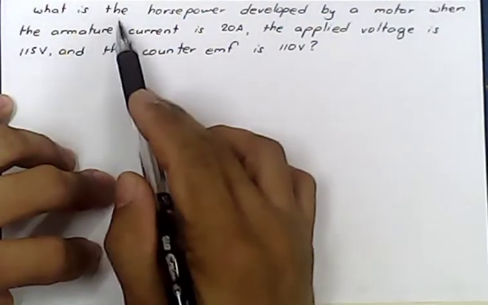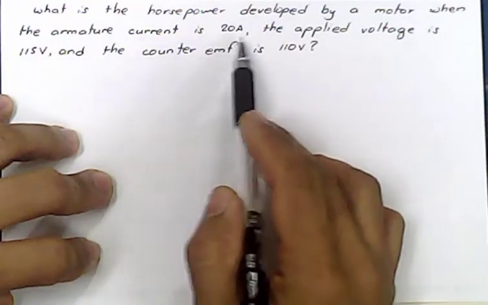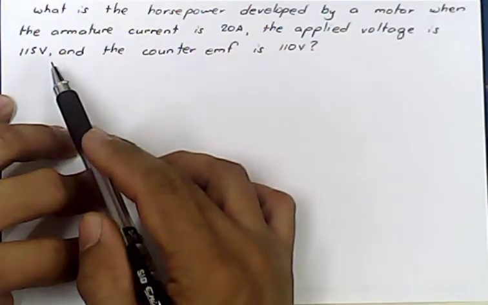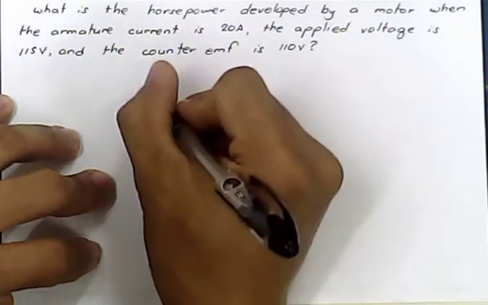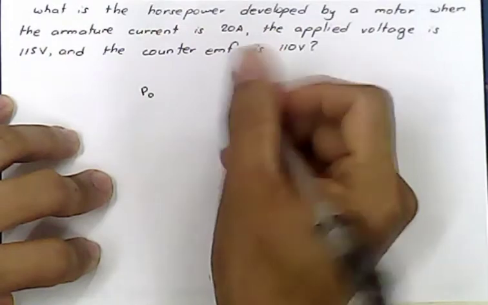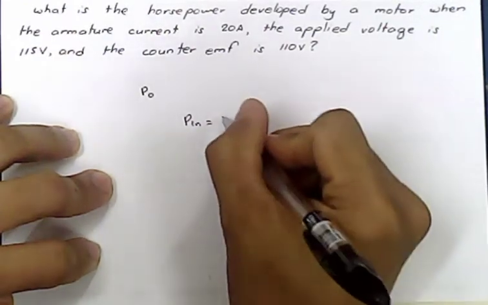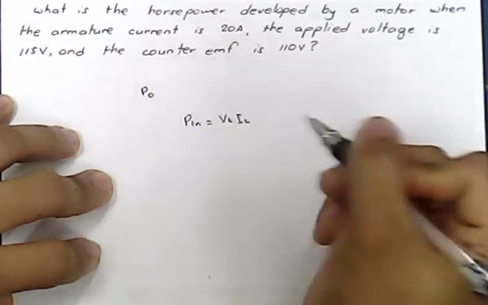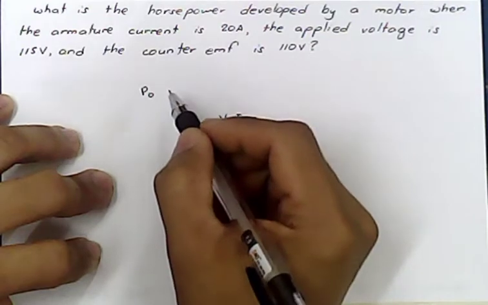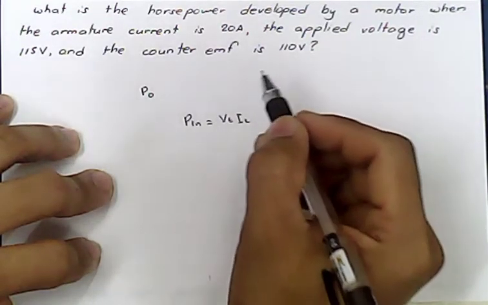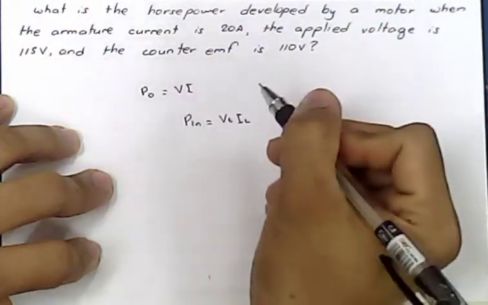Last problem. What is the horsepower developed by a motor when the armature current is 20 amperes? The applied voltage is 115 volts and the counter EMF is 110 volts. Ang hinahanap natin dito ay yung power output in terms of horsepower. Kung ang input ng motor, that is the terminal voltage times the line current, dahil ito yung pumapasok doon sa mismong motor, ang power output naman na matatagpuan doon sa armature, dahil ito yung nasa armature, kukunin natin yung kanyang voltage multiply that by the current.